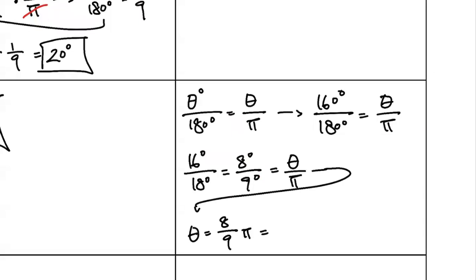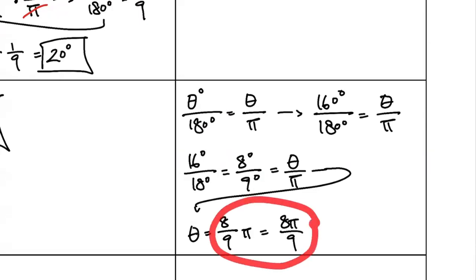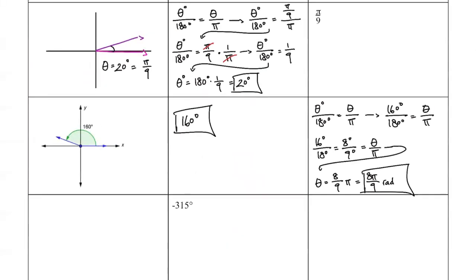I tend to write it with the pi in the numerator, so I will typically write it 8pi/9. But they are mathematically equivalent. 8/9 pi or 8pi/9 are the same thing. And so there we have our angle measure in radians. It turns out that 160 degrees is equivalent to 8pi/9 radians. Which makes sense because this is almost 180 degrees, but not quite. And this is almost 1 pi, but not quite.